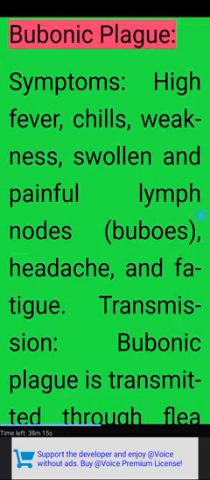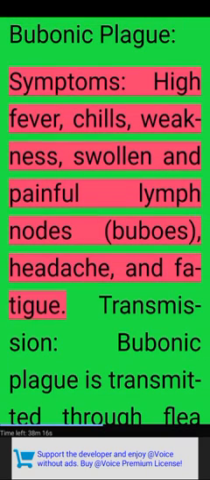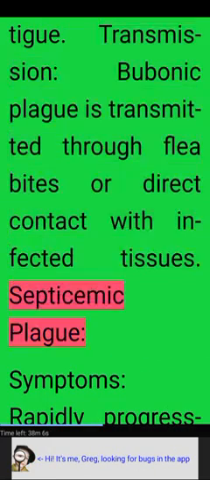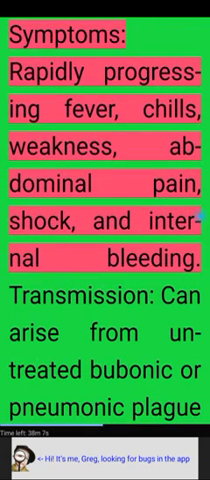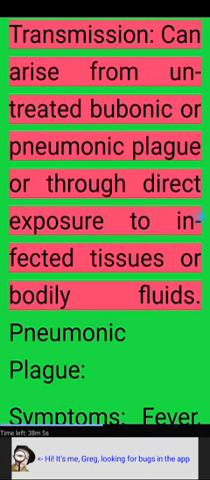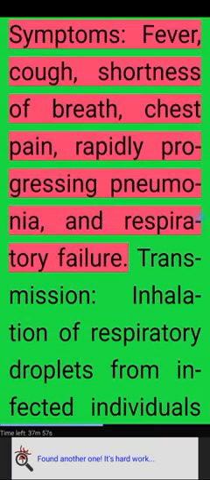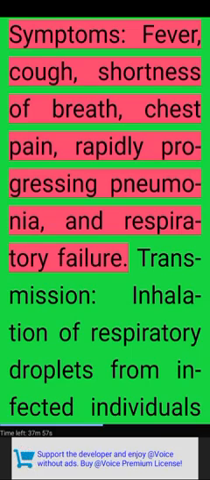Symptoms. Bubonic plague. Symptoms: high fever, chills, weakness, swollen and painful lymph nodes, buboes, headache, and fatigue. Transmission. Bubonic plague is transmitted through flea bites or direct contact with infected tissues. Septicemic plague. Symptoms: rapidly progressing fever, chills, weakness, abdominal pain, shock, and internal bleeding. Transmission can arise from untreated bubonic or pneumonic plague or through direct exposure to infected tissues or bodily fluids. Pneumonic plague. Symptoms: fever, cough, shortness of breath, chest pain, rapidly progressing pneumonia, and respiratory failure.